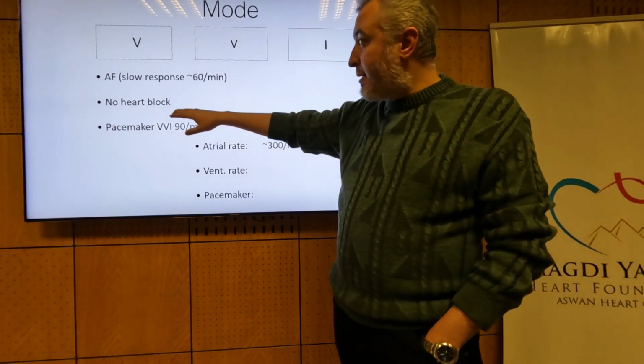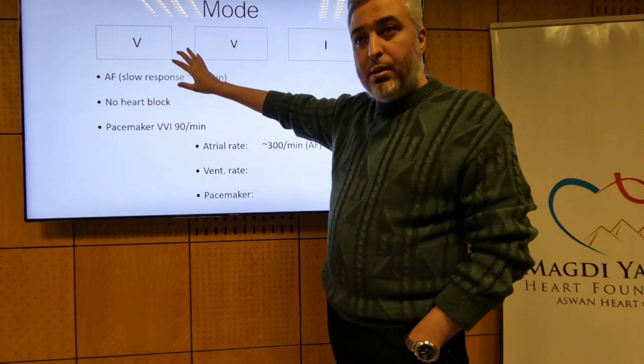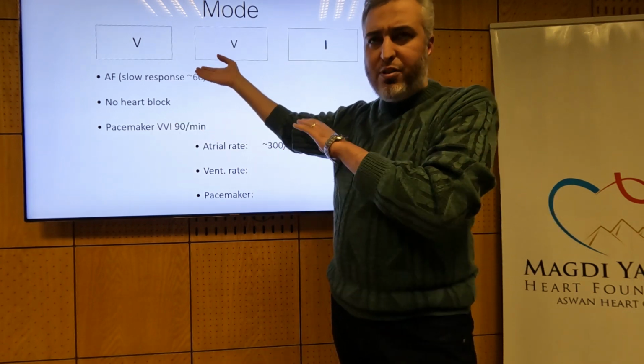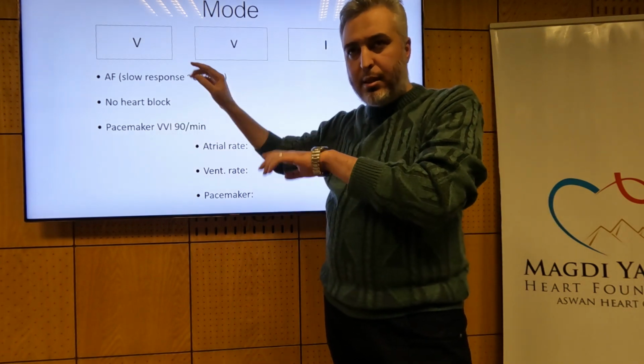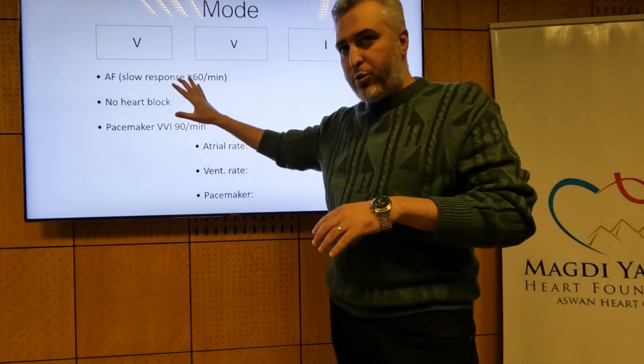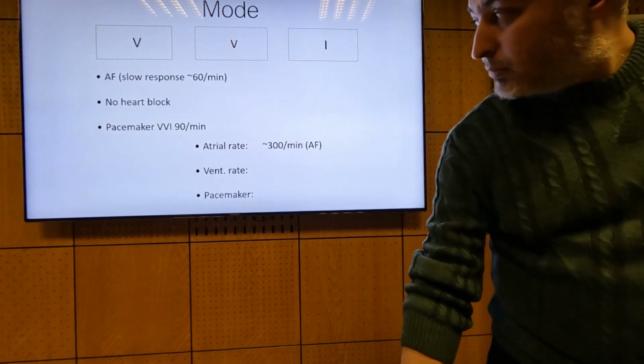It essentially wanted to get the rate of 60. Most of the time, this will get it faster, because obviously the AF is not regular, so sometimes you can get one excitation wave that comes slightly quicker. But most of the time, you're pacing.